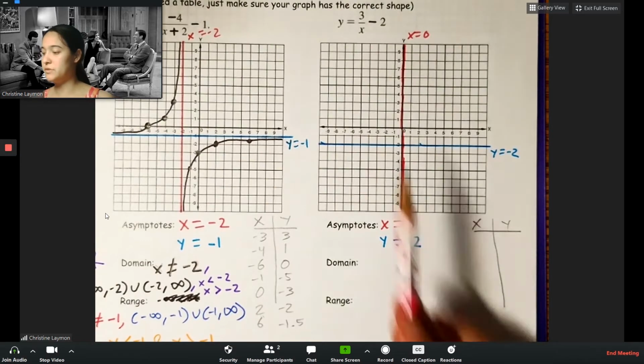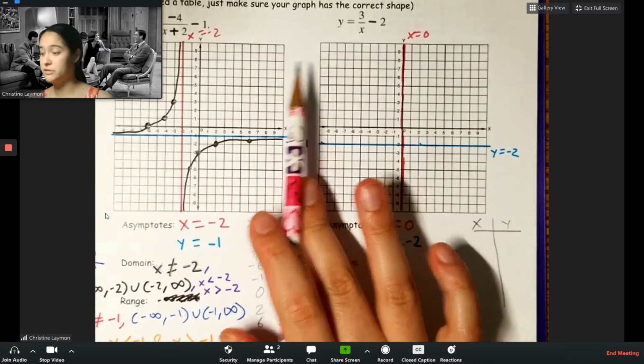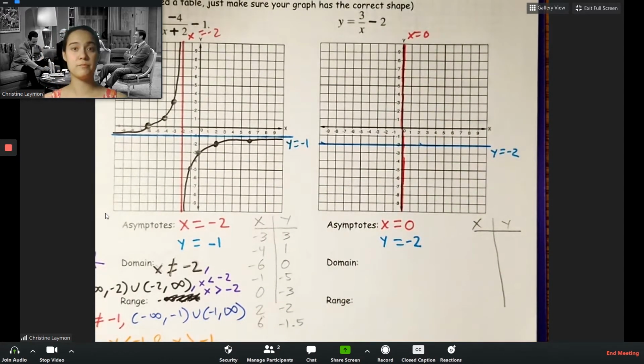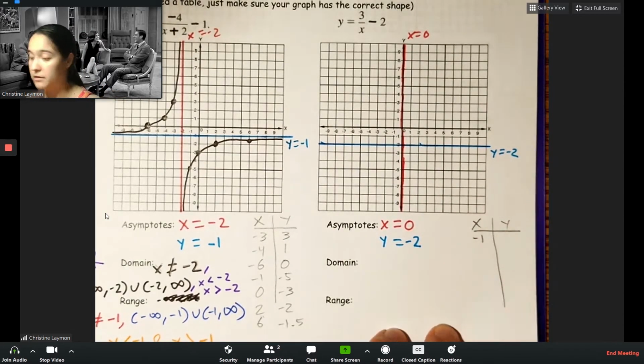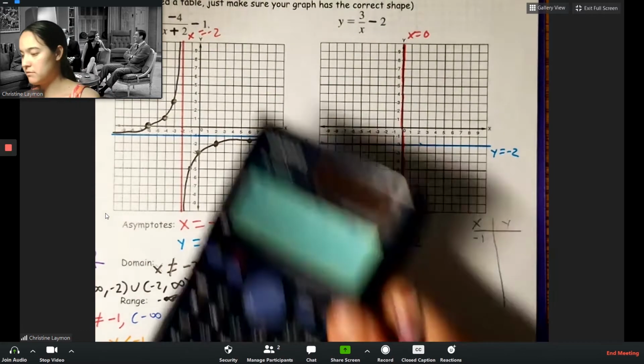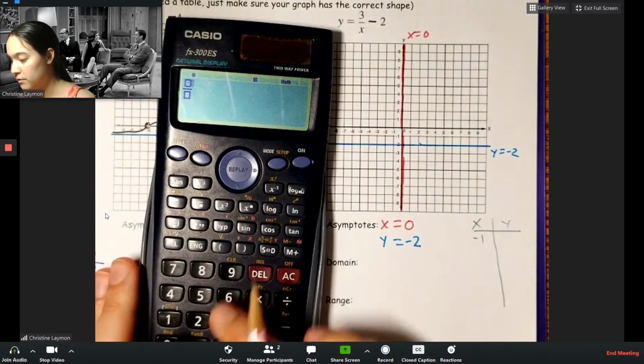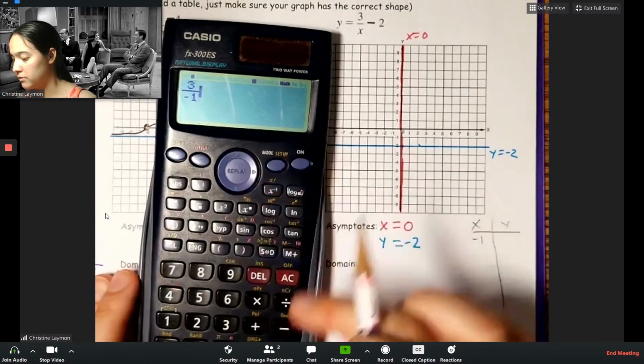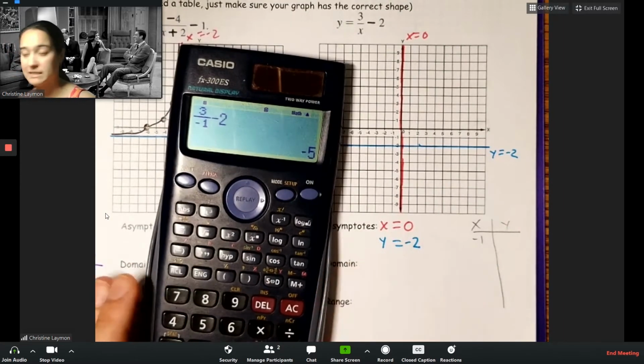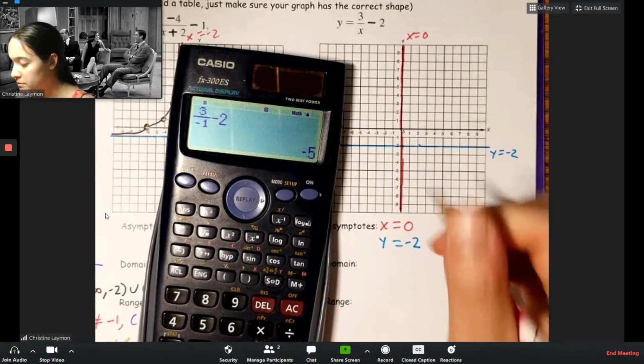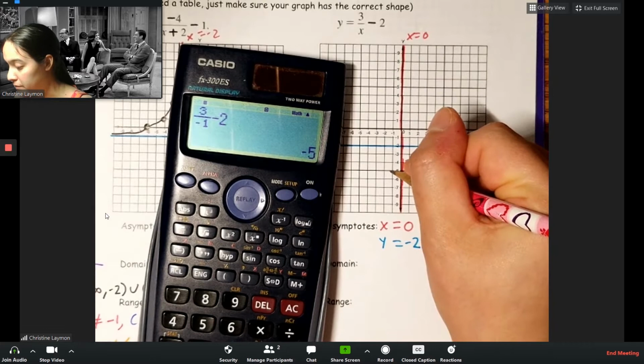So I'm going to pick something to the left of 0, do that side first, and then do stuff on the right of 0. So let's go ahead and choose -1. So again, plug in a calculator if you like. 3 over -1 minus 2. That'll give us -5. So -1, -5.